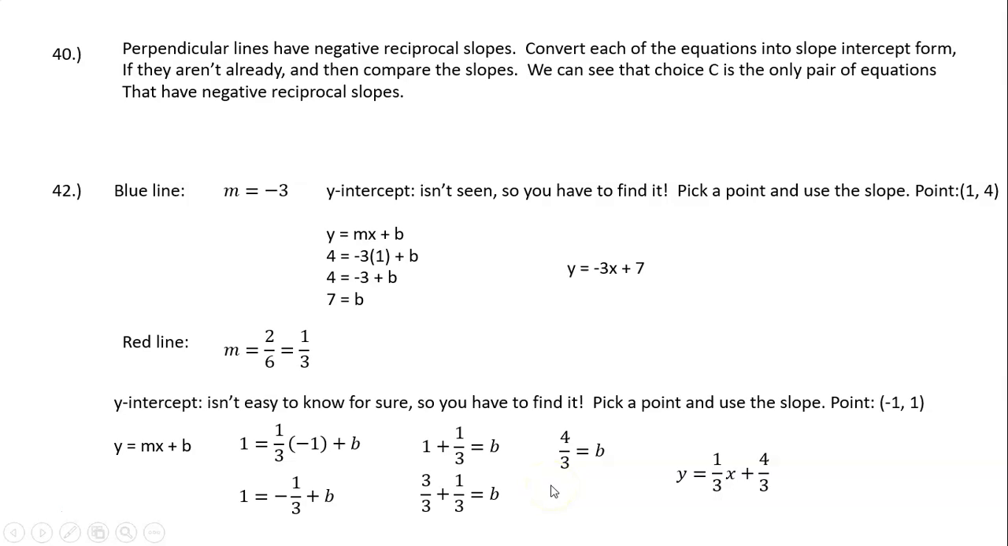Now 4/3 is 1 and 1/3. So if you looked at your graph, ask yourself, does it appear that the graph crosses at 1 and 1/3? And you see that that is reasonable, so we know that we are correct. So all we have to do now is write the equation of our line. y equals m, our slope is 1/3, x plus b, which is 4/3.